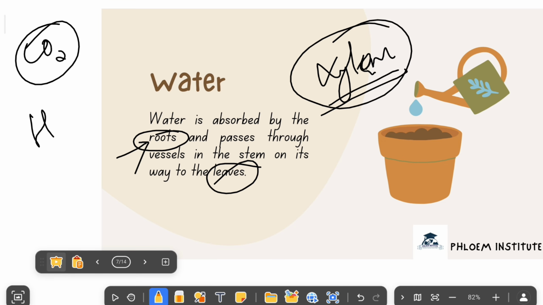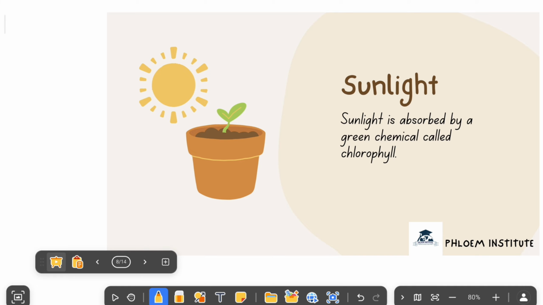Now we go to carbon dioxide as well as water. Now what do we need? We need sunlight. This sunlight is trapped by the green pigment called chlorophyll. Chlorophyll will absorb the sunlight. Okay, now we have everything. We have the carbon dioxide, we have the water, and we have the sunlight.